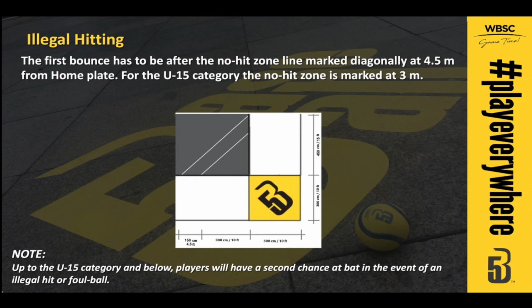Another important difference between U15 and everybody else, U15 players get a second chance if their first hit is ruled an illegal hit. If the first bounce is in foul territory or if it doesn't go beyond the no-hit zone, they essentially get a strike and a second try. But for the older players, any illegal hit results in an immediate out. There are no strikes in Baseball 5 for grown-ups.